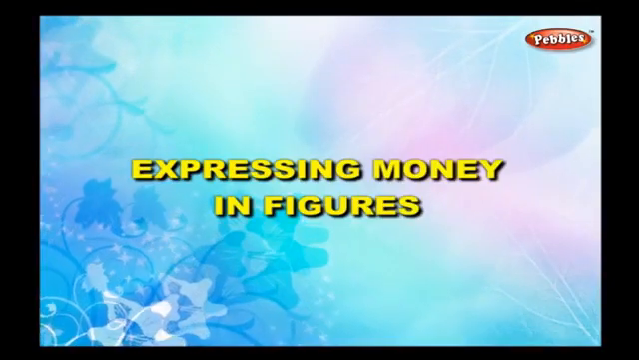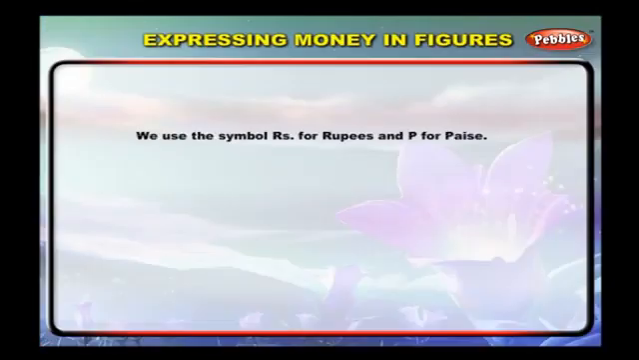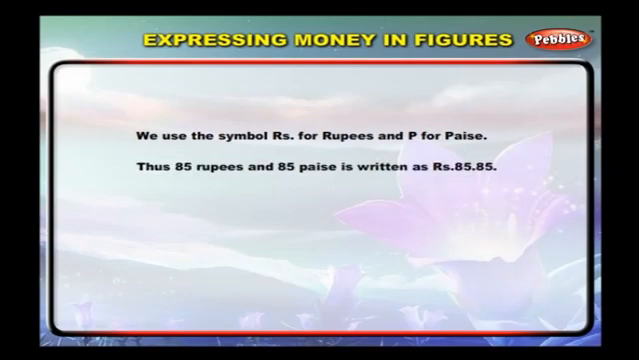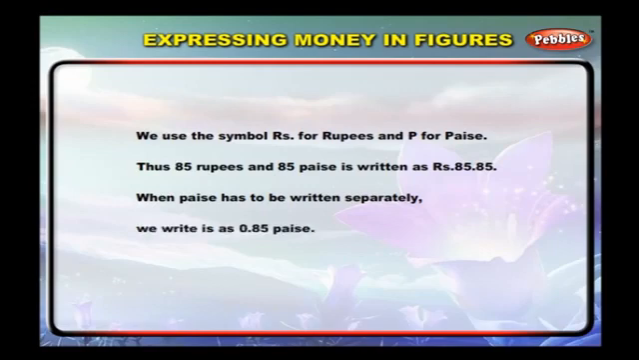Expressing money in figures. We use the symbol Rs for rupees and P for paise. Thus, 85 rupees and 85 paise is written as rupees 85.85. When paise has to be written separately, we write it as 0.85 paise. Here, 0 denotes that there is no rupee.